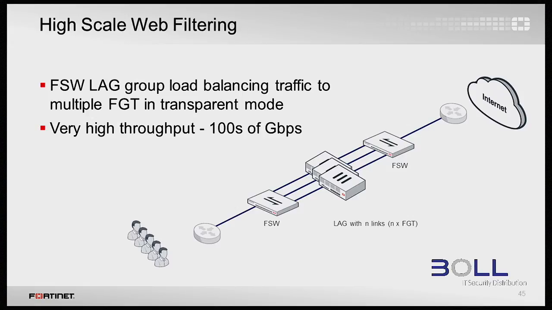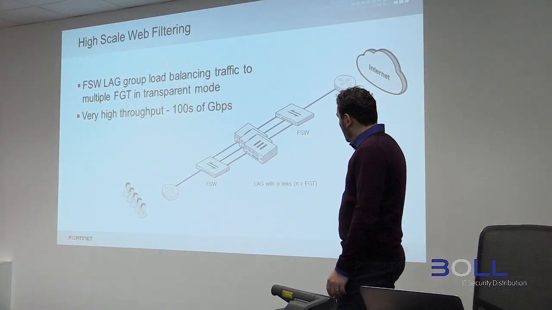So this is a project for education. All of this between here and here is one network segment. So the FortiGate is in transparent mode, and the switch is also there too, right? And this is a link aggregation group.